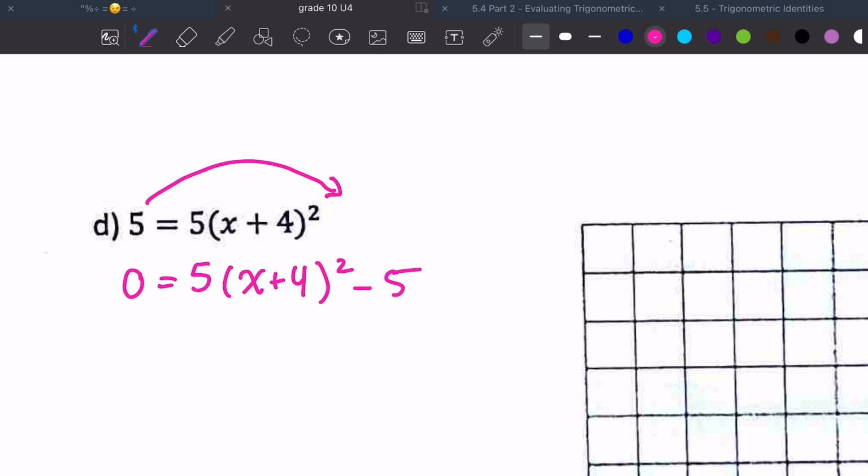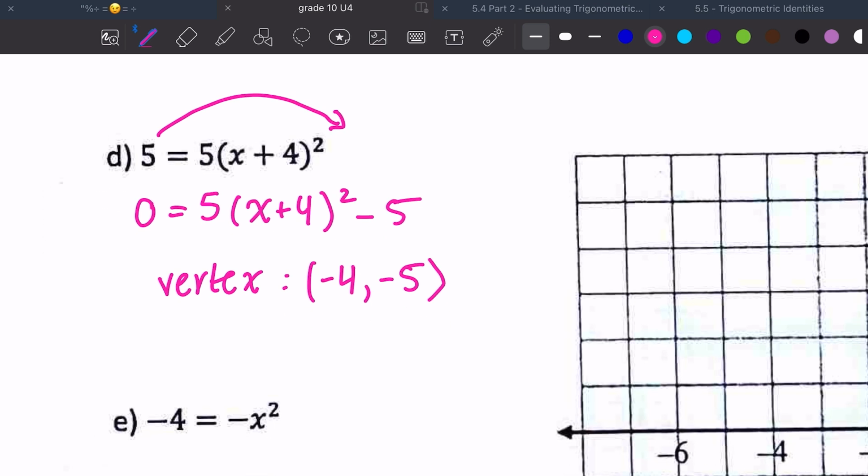Now you can clearly tell what your vertex is. This is your H, this is your K. Or sorry, I was calling it D before. I'm in grade 11 mode, because we call it D in grade 11. This is H and K. I'm sorry about that. So this is your H, -4, and then your K, -5.